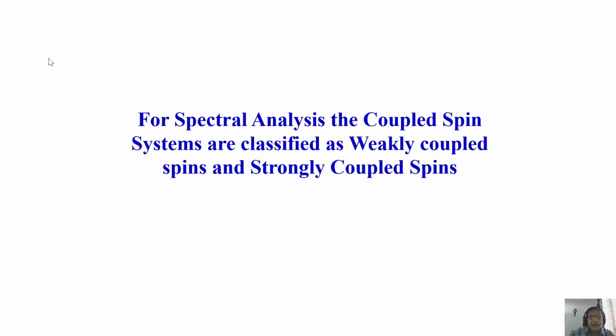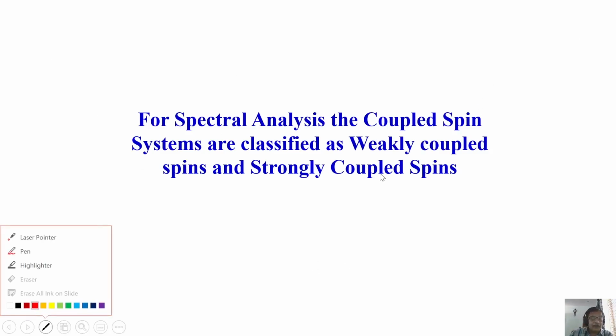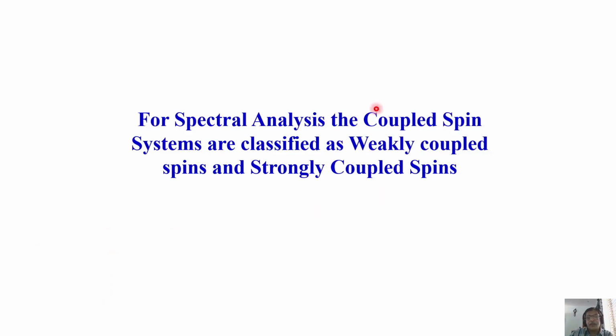First, if you have to do the spectral analysis using Pople notation, the first thing you should know is what the spin system is, whether it is strongly coupled or weakly coupled. That's a very important aspect you should remember. Unless you know whether it is strongly coupled or weakly coupled, you cannot analyze the spectrum so easily. Now the question is, what is a weakly coupled spin system and what is a strongly coupled one?